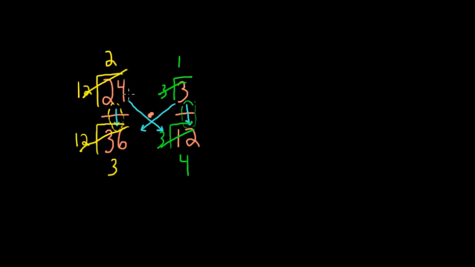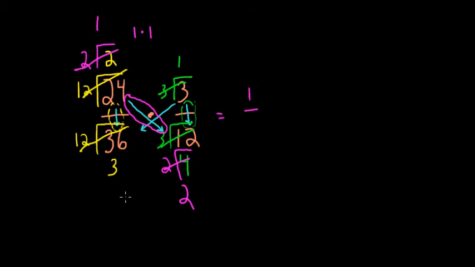I'm not done yet. I can still simplify. 2 and 4 share a common factor. So this is that cross simplification. So I've got 2 there, and 2 becomes 1, and 4 becomes 2. And now both numerators are simplified, so we're done. So we're just going to multiply. 1 times 1 is 1, and 3 times 2 is 6.